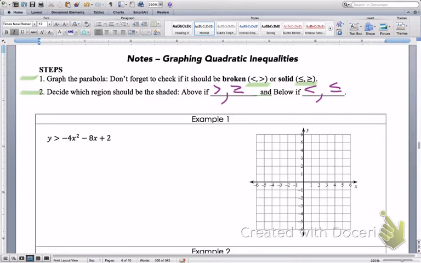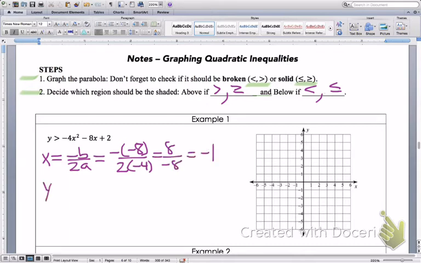So we're going to start with the vertex and the a value. So x equals negative b over 2a. My b value in this case is negative 8, and my a value is negative 4. And that's going to be 8 over negative 8, which gives me negative 1. Y values, just as before, we're going to do negative 4 times negative 1 squared, minus 8 times negative 1, plus 2.